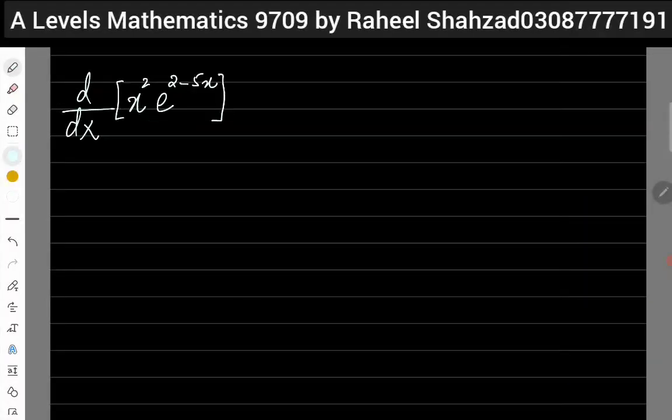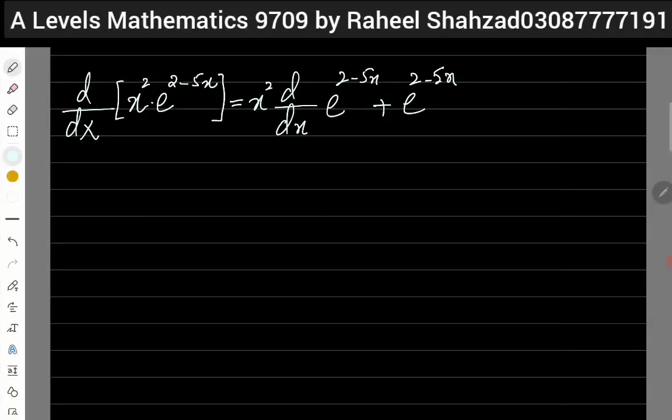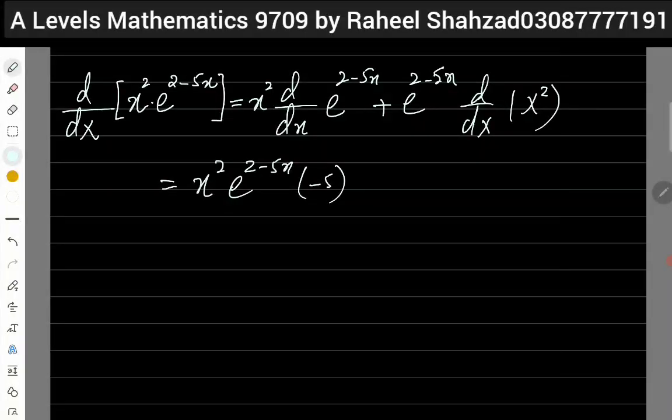We have another question, x² e^(2 − 5x). Now if we differentiate it, this is the first function as it is, derivative of second, that is e raised to the power 2 − 5x, plus second as it is into derivative of first, that is x². So that is going to be x² e^(2 − 5x) into −5.